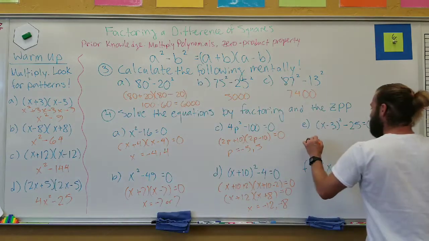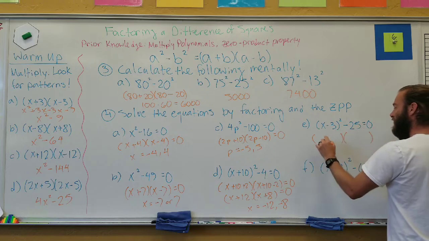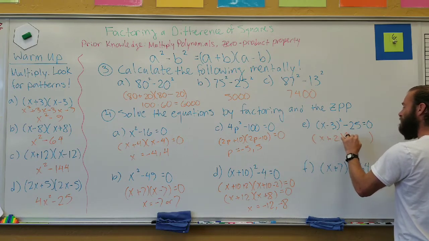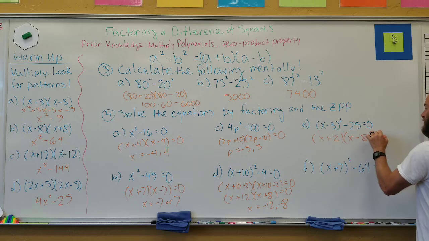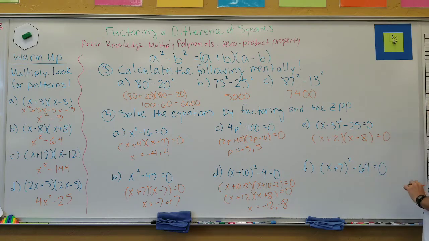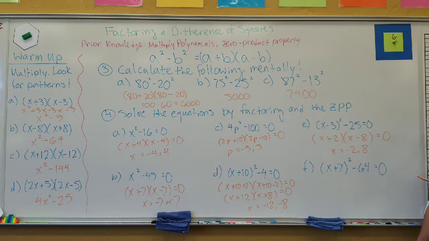Okay? So I'll skip the first step, actually. It's going to be x minus 3 plus 5, so it's going to actually be x plus 2. And again, we already did this. And x minus 3 minus 5 is x minus 8, times that equals 0. Okay? Because that is the same as that. And therefore, x equals negative 2 or positive 8.